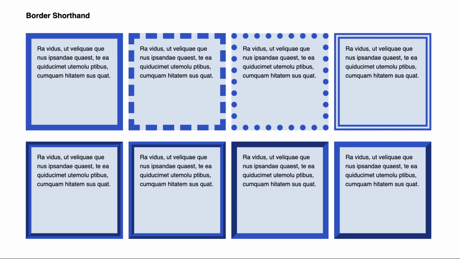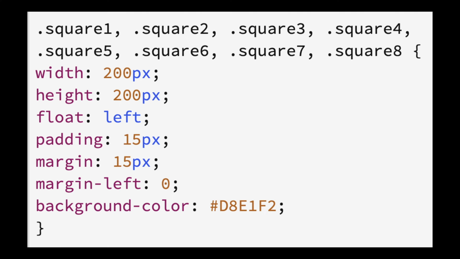To look at the different border options, we have set up a page where we have 8 different squares. Each square has a different border style, and as stated previously, we have used an exaggerated border width, so it is easier to see how they are different. In these examples, we have also chosen a dark blue border to contrast the light blue background.